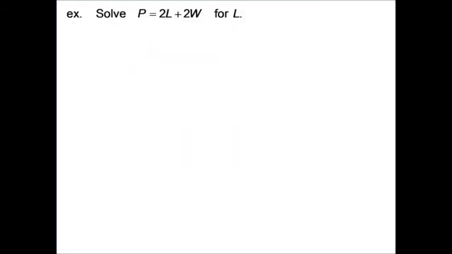Alright, just a little more practice here. Solve p equals 2l plus 2w. You may recognize that as the perimeter formula for a rectangle, but we're going to solve that for l. Alright, so again, the l is over here on the right hand side, and so I want to get rid of everybody else.